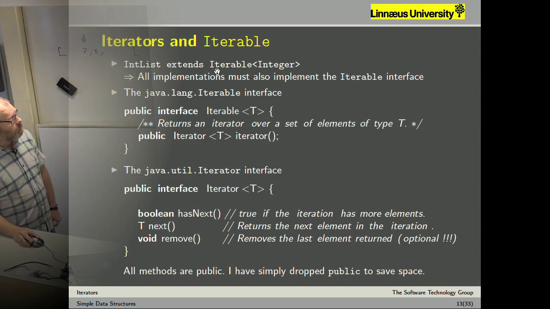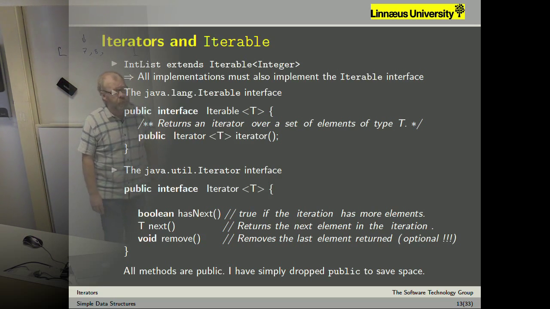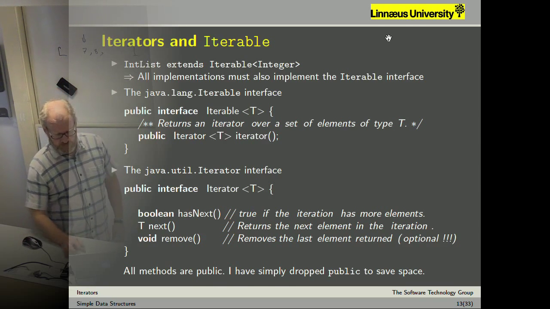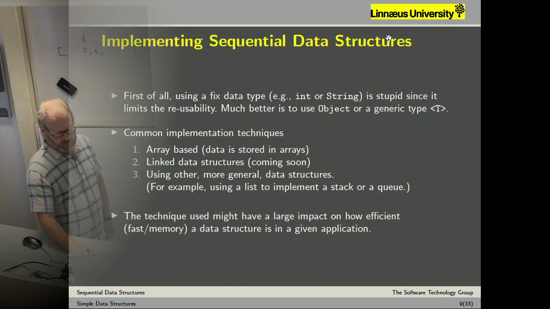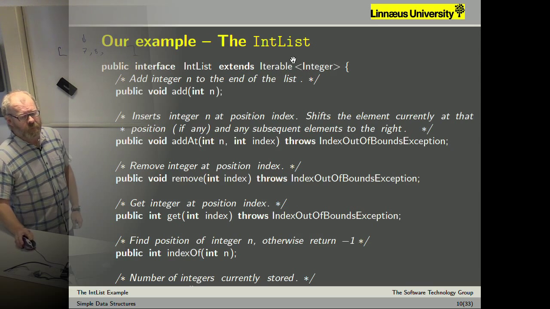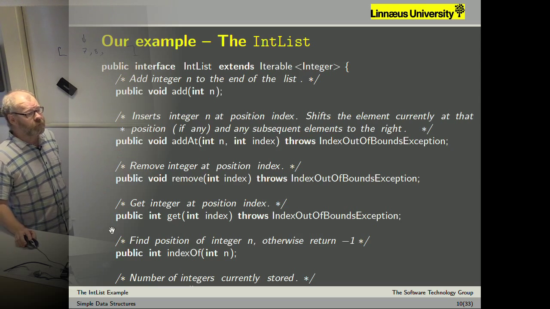In this case, I said that our interface should extend Iterable<Integer>. Then we must look up what is the content of this one. We look it up in the Java library and we find that this interface only has one method. It says that we must have a method called iterator that returns an iterator. So basically, this extension here, adding this one, I could have inserted a method down here saying iterator returns an iterator. I'm just adding one more method to the interface.